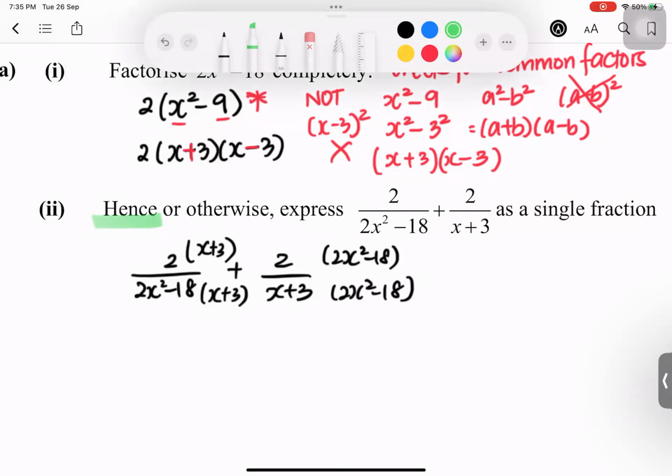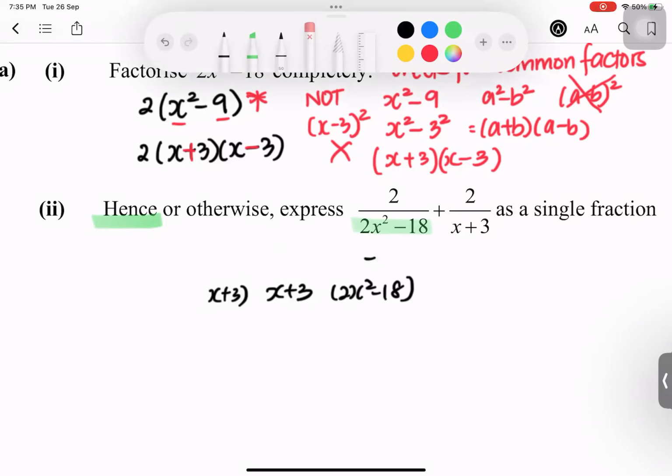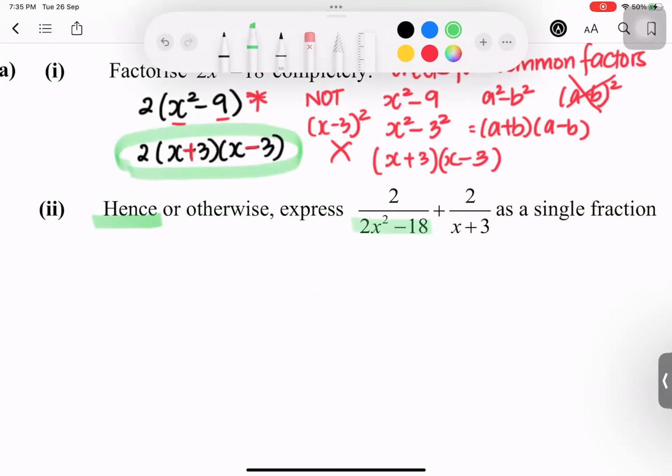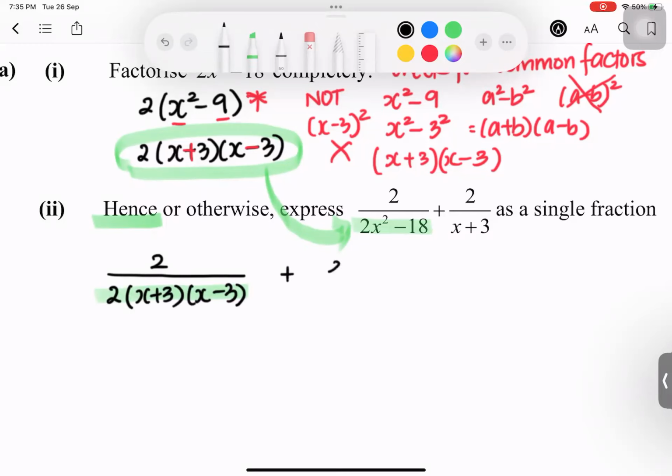Why? Because 2x squared minus 18 here can be factorized. So what I need to do is change the 2x squared minus 18 to the factorized form first. I need to replace the denominator by this one. So I'll get 2 over 2 times x plus 3, then the other one, x minus 3. So I change this denominator to this one, then plus 2 over x plus 3.